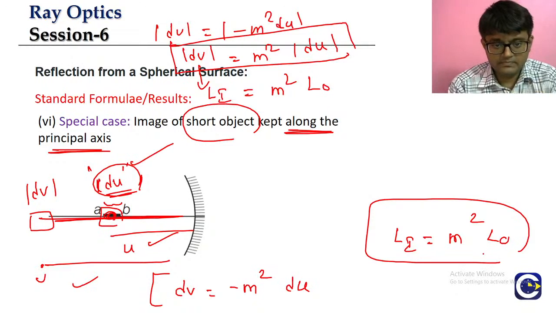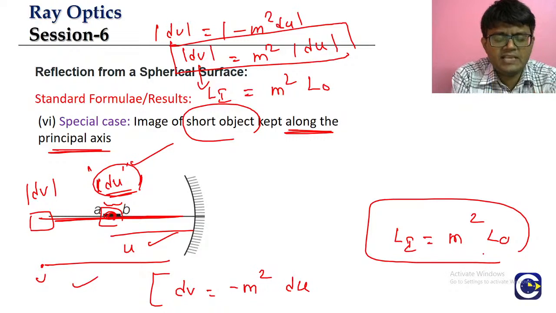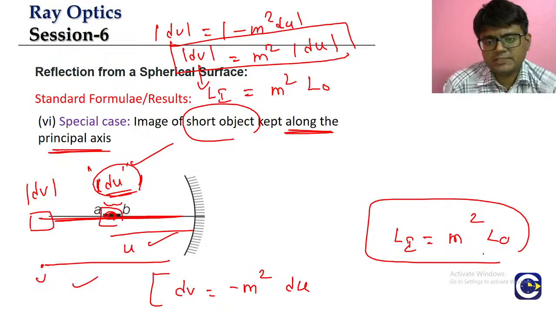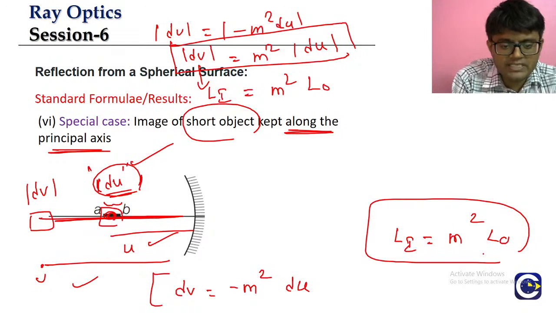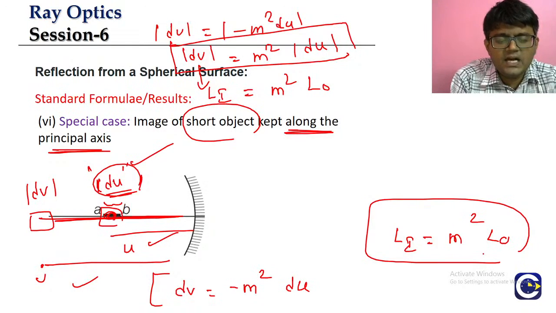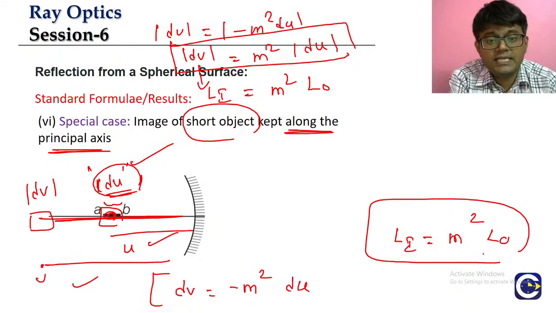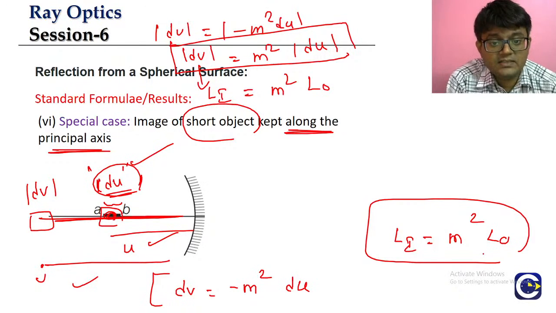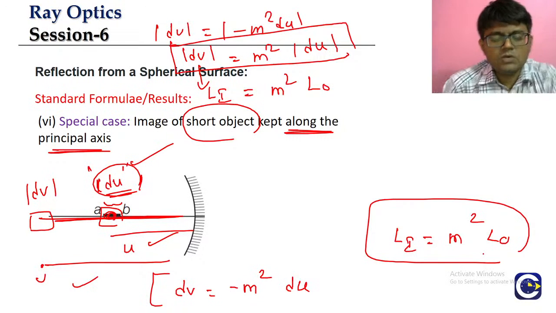That is one case. If the object is a very, very small object, in this case we call it a short object, this assumption is valid if the distances you are measuring, the v value and u value, are in the meter range, and the size of the object is typically in millimeters. In that case this formula can be used. So the formula is: length of the image is equal to simply m square into length of the object.